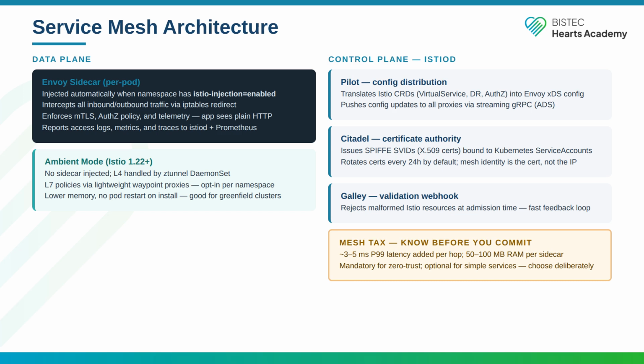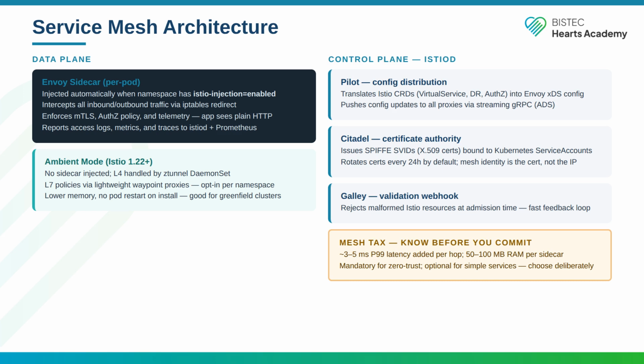The control plane is Istio, which has 3 components. Pilot translates Istio custom resources, virtual services, destination rules, authorization policies, into Envoy configuration and pushes it to every sidecar via a streaming gRPC connection. Citadel is the certificate authority. It issues SPIFFE SVIDs bound to Kubernetes service accounts and rotates them every 24 hours. Galley is the validation webhook that rejects malformed Istio resources at admission time.